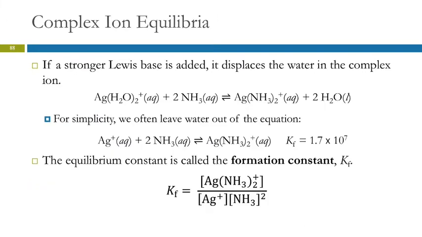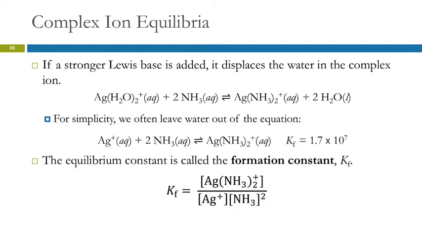If you add a stronger Lewis base, it will displace the water, because you've got the metal ion acting as an acid, and it's going to prefer the stronger base. So adding ammonia, which is still a weak base, but it's a stronger base than water is, will displace the water molecules, and you'll get this silver with 2 ammonia molecules as the ligands.